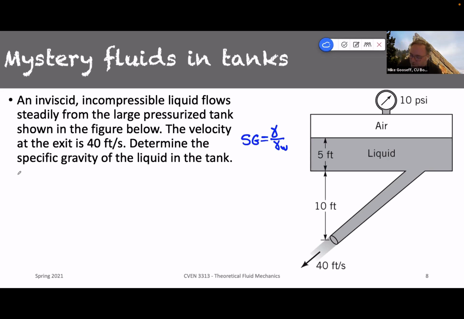I'll write out the Bernoulli equation: P1 over gamma plus V1 squared over 2g plus Z1 is equal to P2 over gamma plus V2 squared over 2g plus Z2.